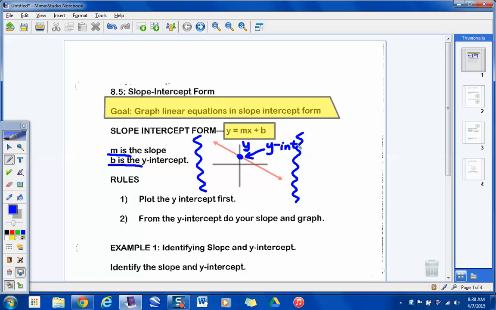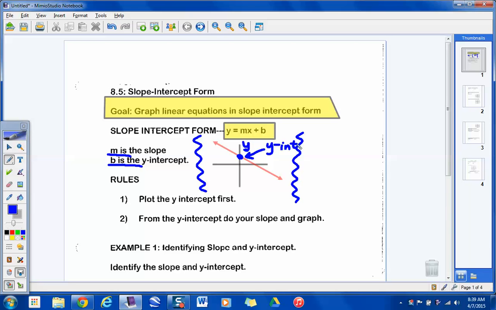What variable is always alone in function form? X. Not X. Y was always alone. What do you notice about this formula right here? What's alone up here? Y is always alone. Isn't slope-intercept form basically a function form because Y is all alone right here?